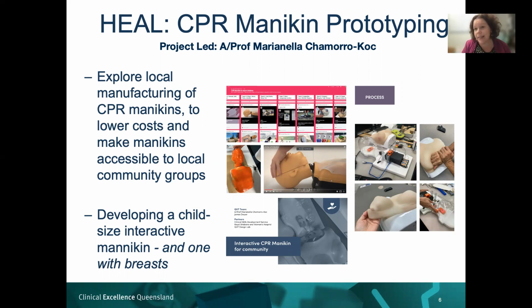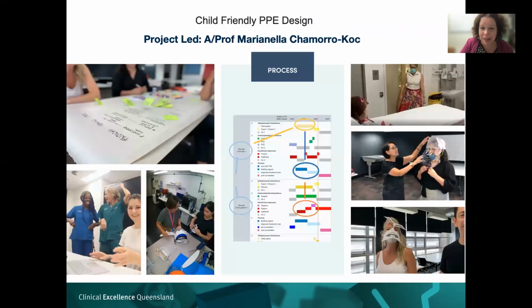One looked at mannequins and how we might be able to manufacture these at a lower cost to make it more accessible to local community groups, and also manufacture that locally. And she looked at two specific examples. One is a child-size interactive mannequin to teach children how to do CPR on children. And the other, which is really quite interesting, is a female mannequin with breasts, because the feedback we got was that actually often people, consumers I'm talking about, don't necessarily know how, or are not as confident to give CPR to women because of breasts. And so this mannequin represents 50% of our population.